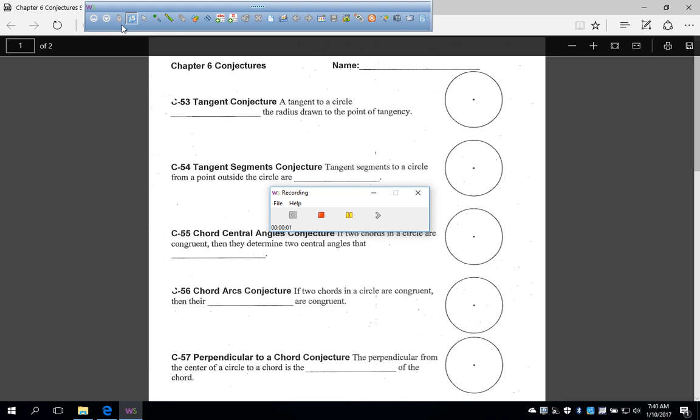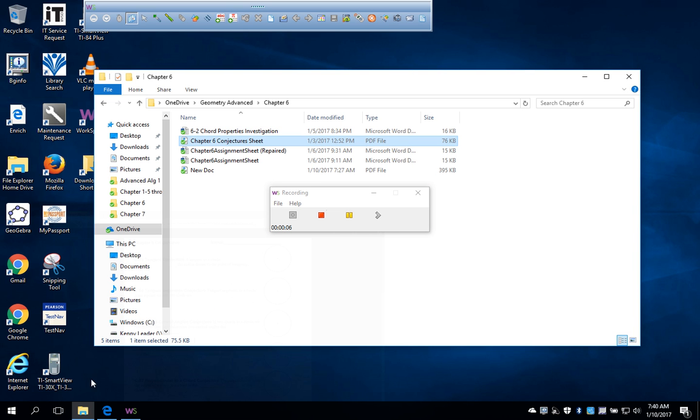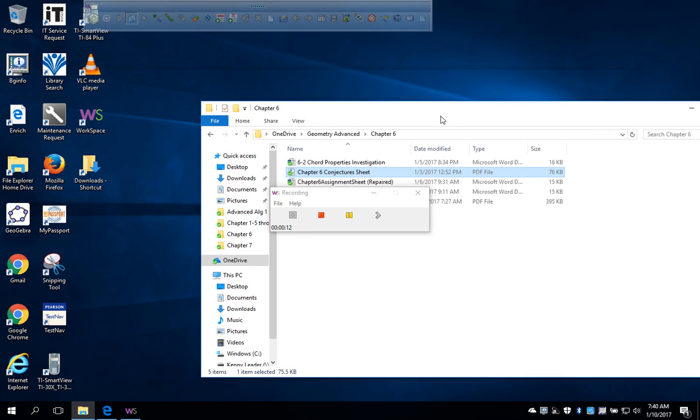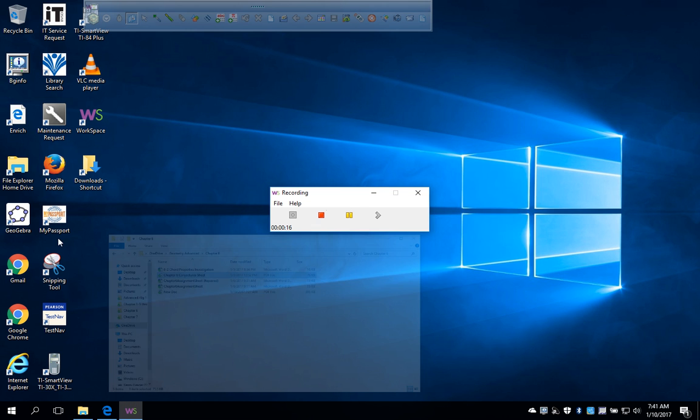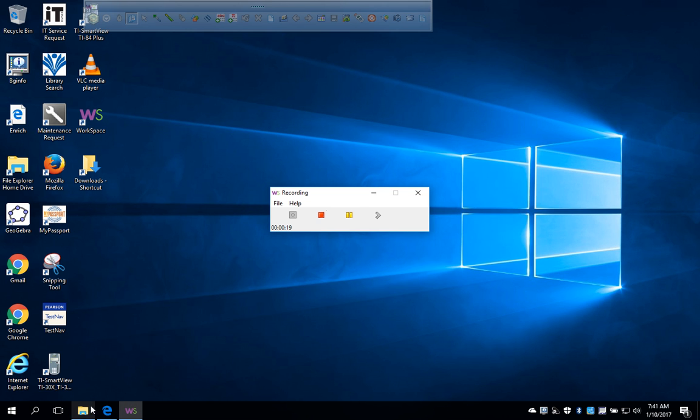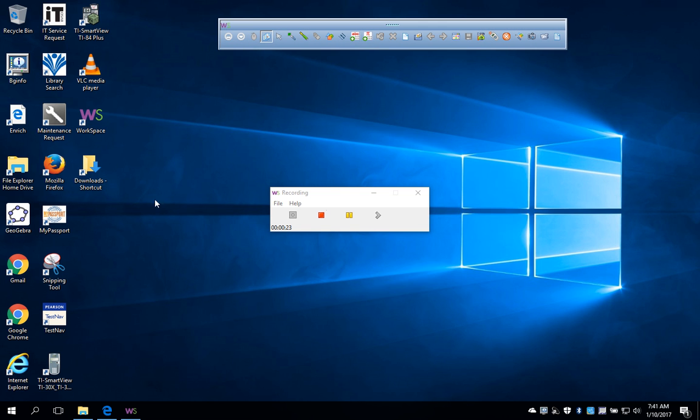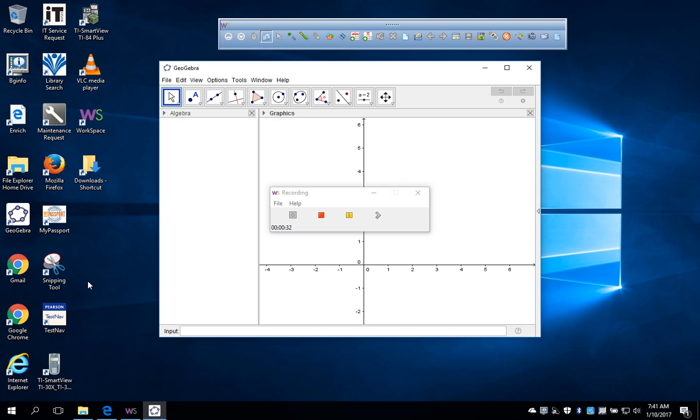We're going to make an inscribed angle using GeoGebra. So the way you do that is, where's my GeoGebra? Where's GeoGebra? Oh, there it is.